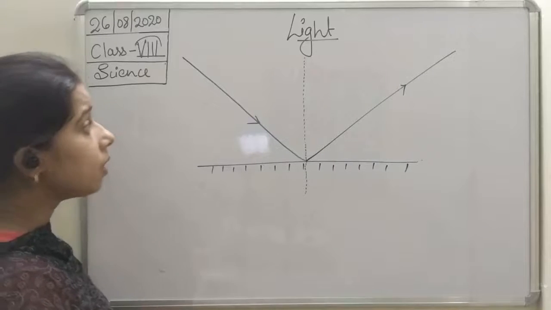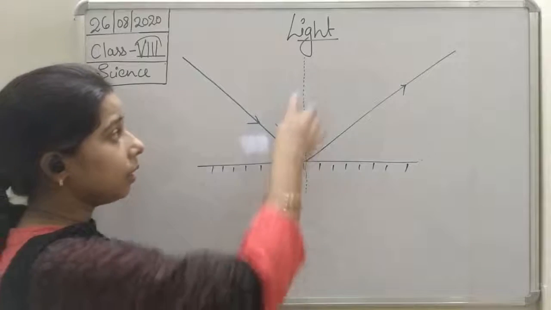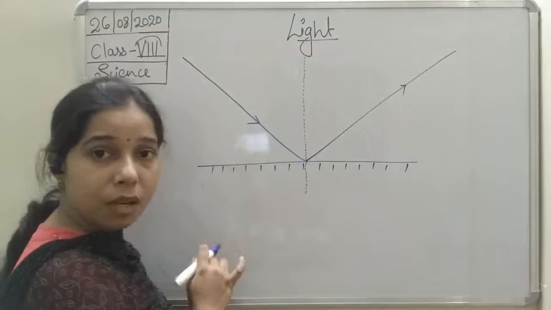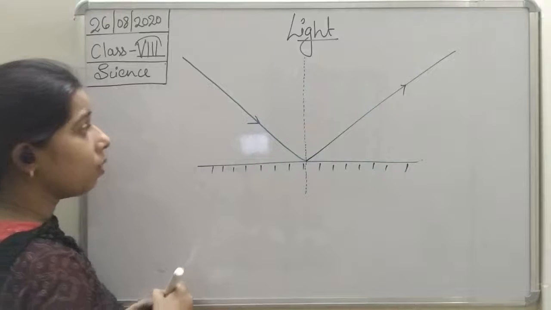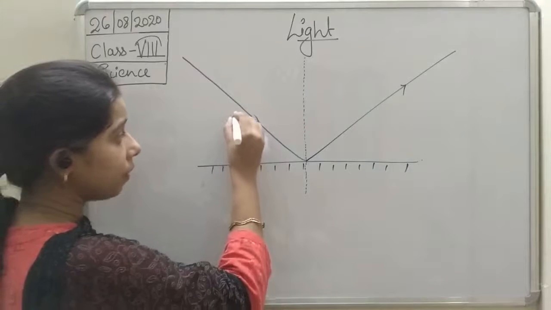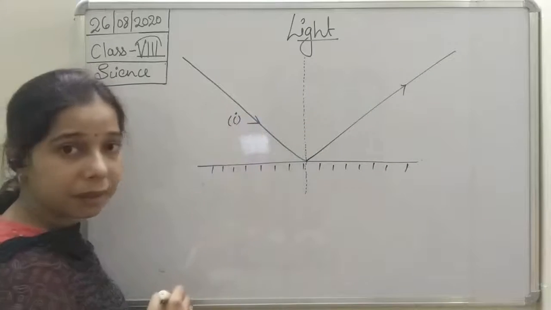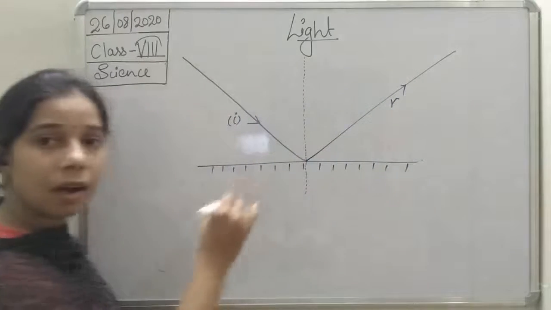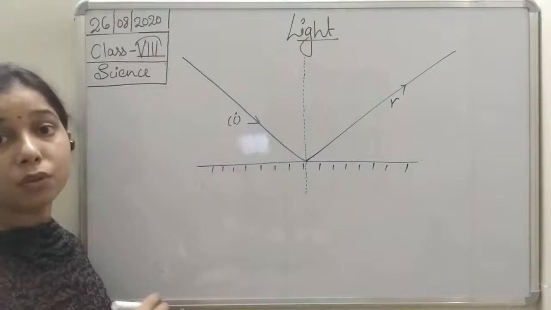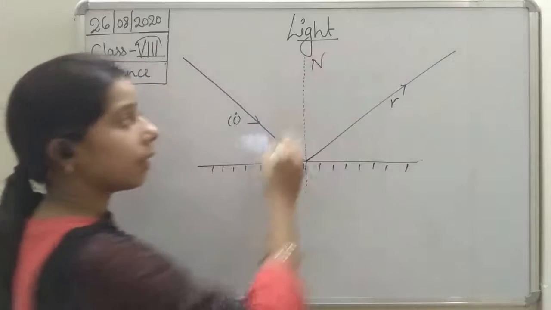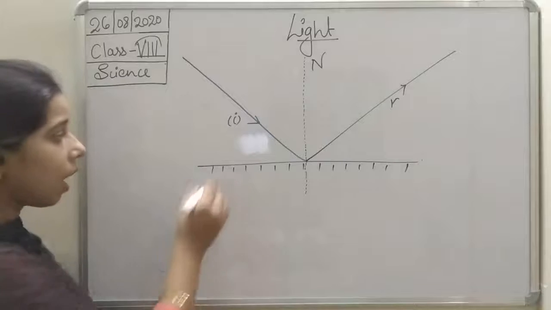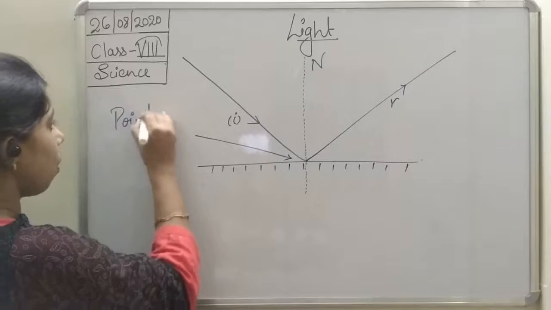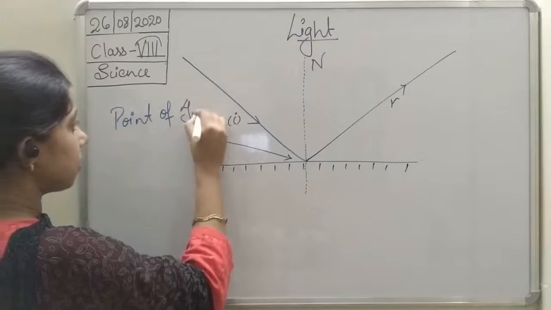Okay. Now you see the student, this is the normal ray, this is the incident ray, this is the reflected ray. Okay. So 3 rays are there, students. Now we can represent the incident ray by I. We can represent the reflected ray by small r, and we can represent the normal by capital N. Okay, and this is the point of incidence.